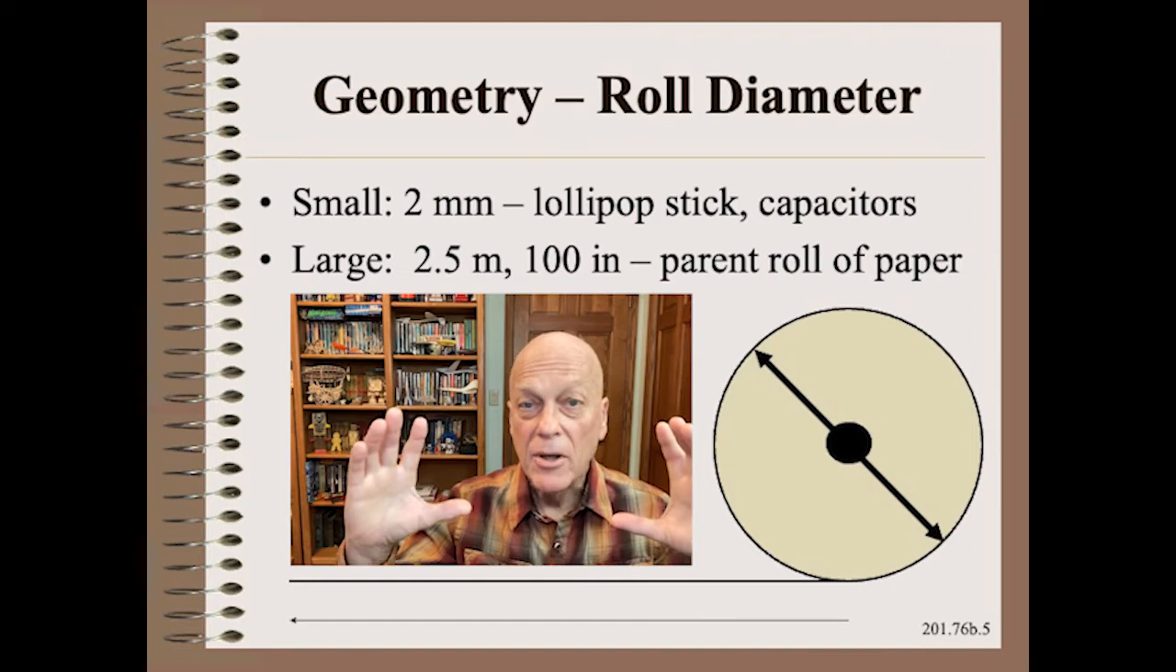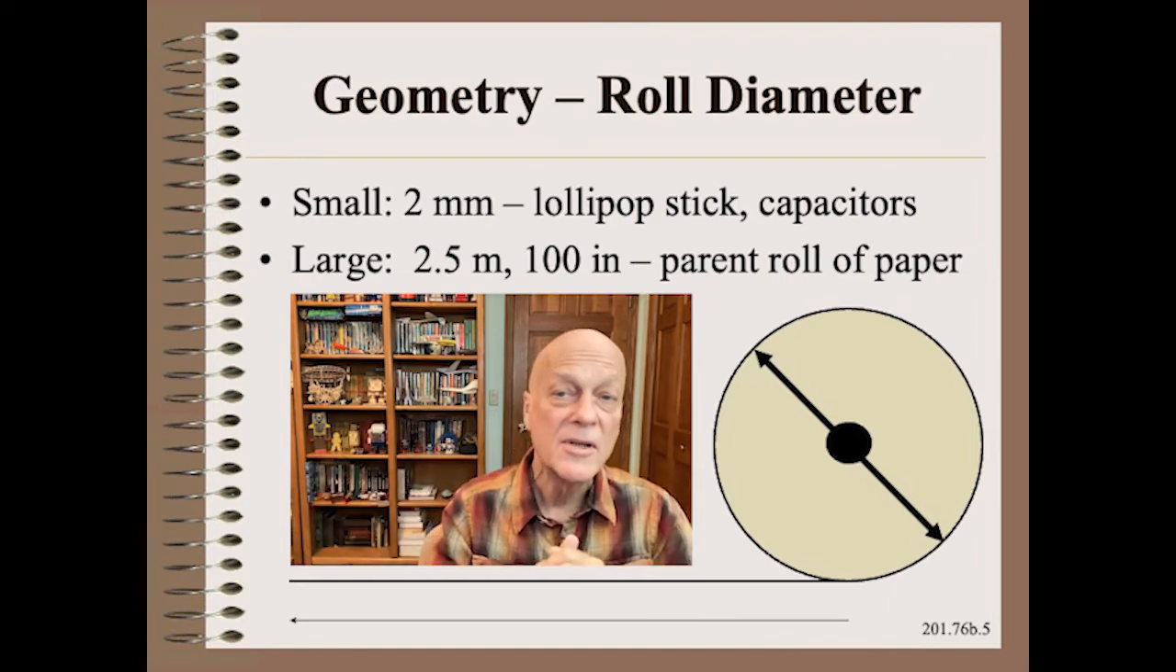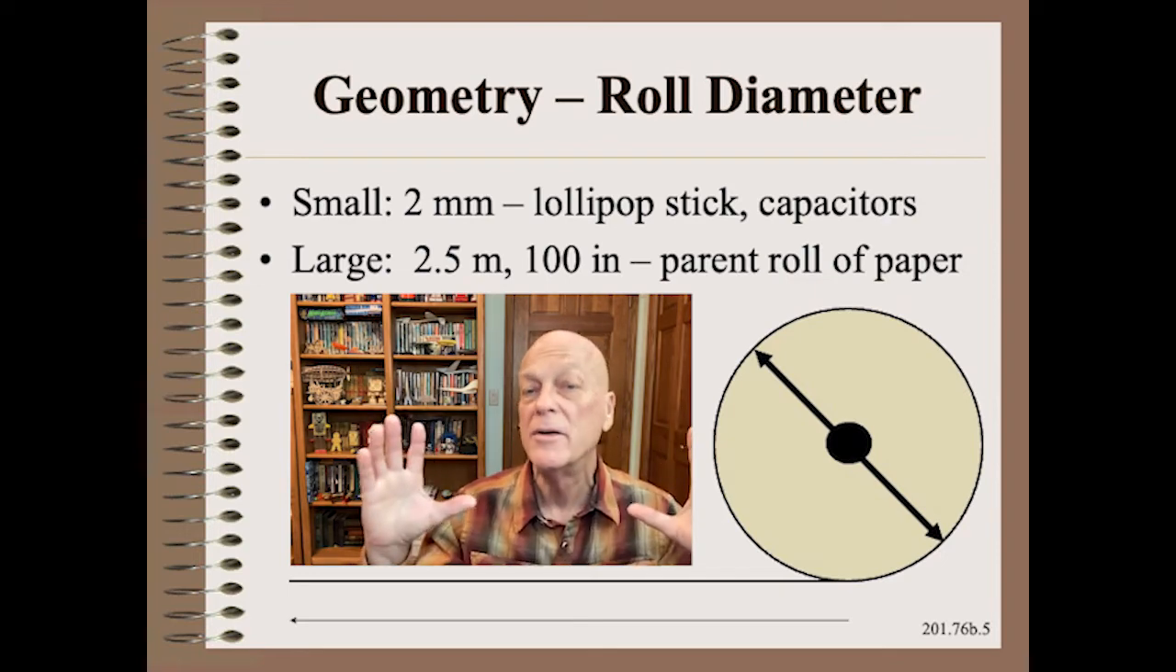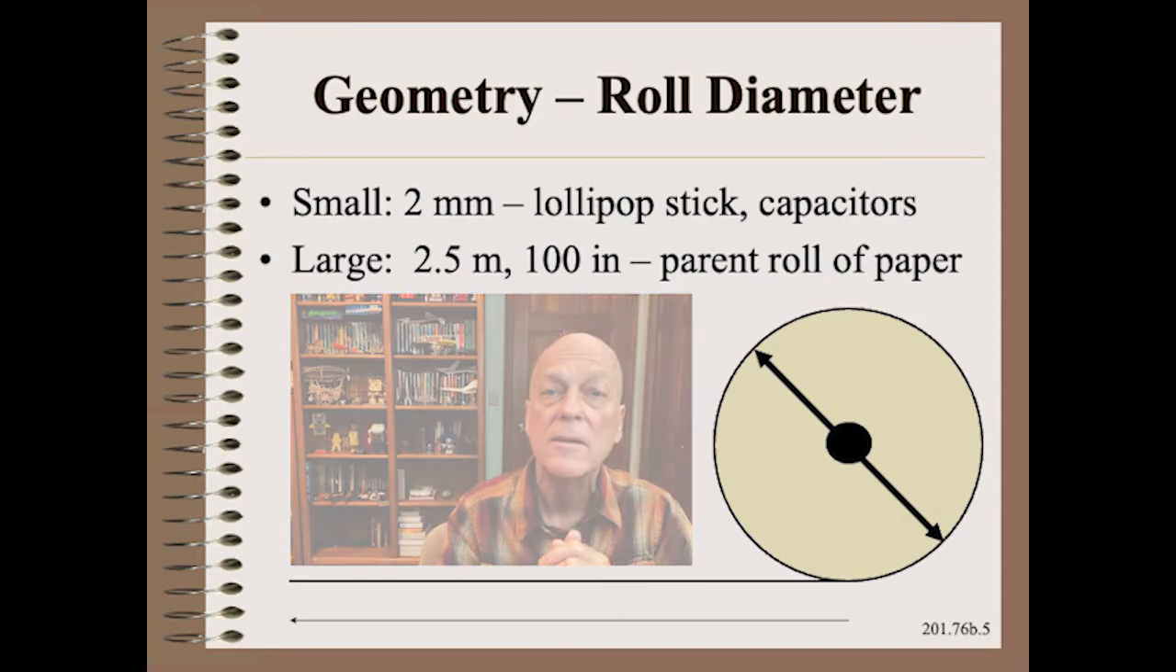Wound roll diameter also varies enormously. At the small end, we have some styles of lollipop sticks and capacitors used for circuit boards. At the large end, we have parent rolls of paper, which can go well over 2.5 meters or 100 inches in diameter.